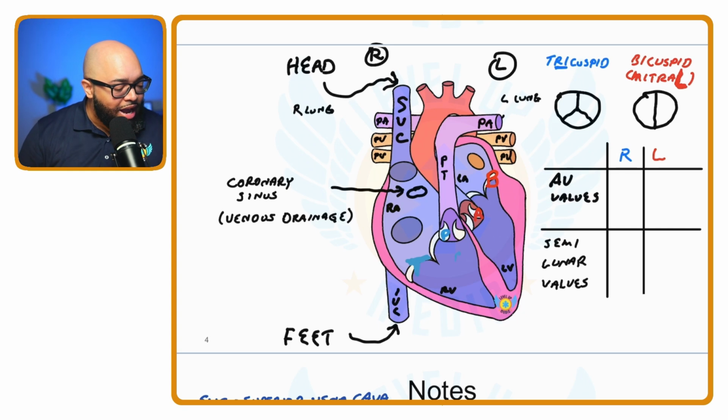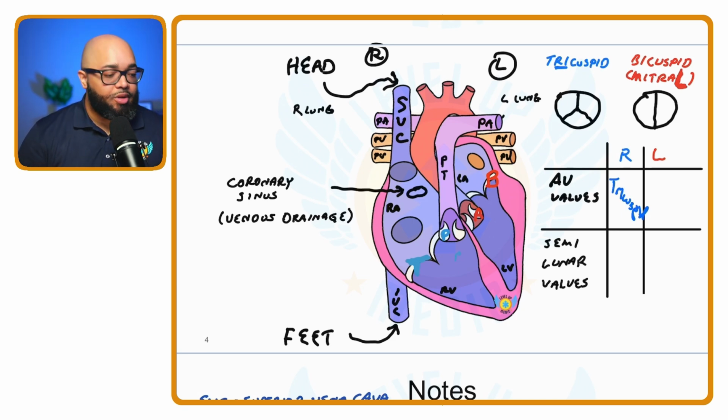On the right side, here's where I am right here. Between the right atrium and the right ventricle, there is a valve. This valve is known as the tricuspid valve. So on the right side, the atrioventricular valve is tricuspid. Okay? All right, go ahead and fill that in your workbook.